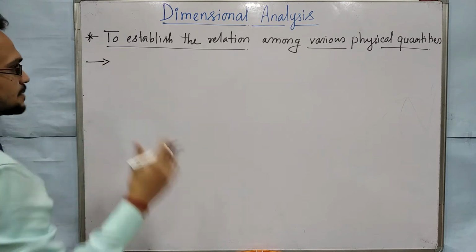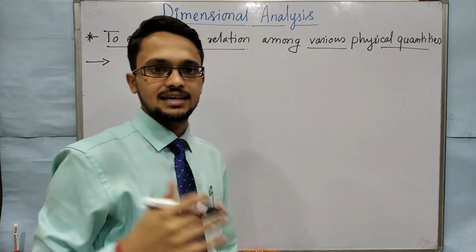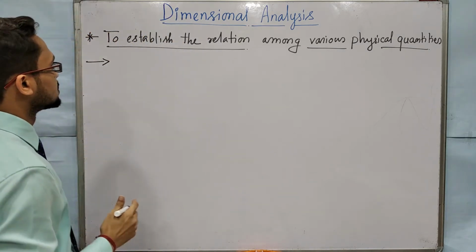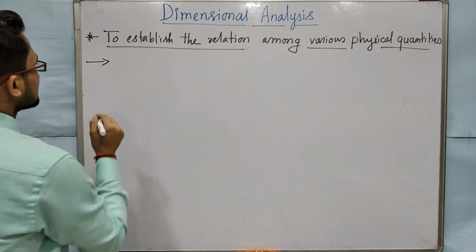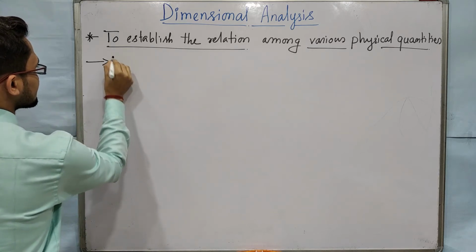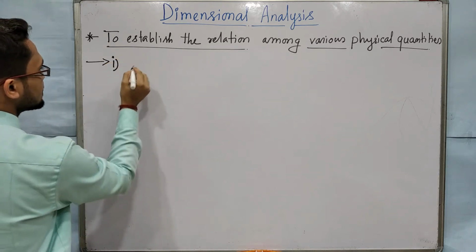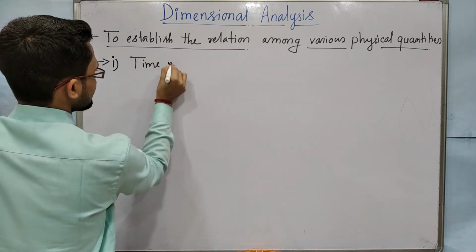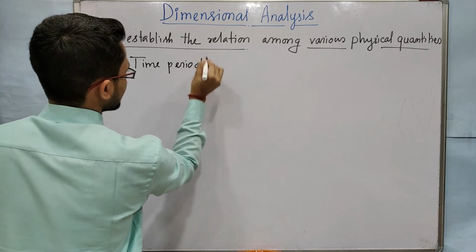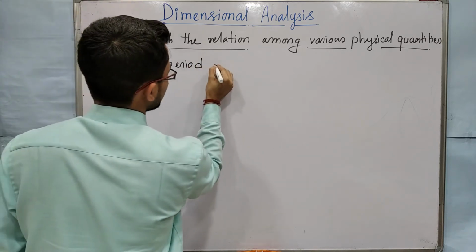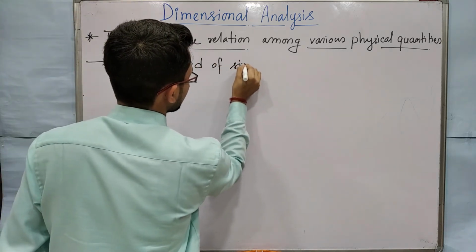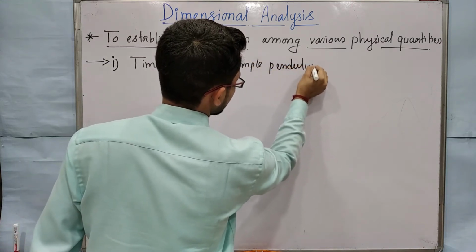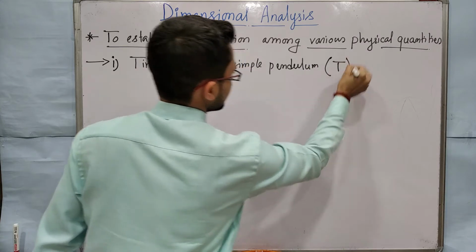See the steps, how I am solving the numericals. Follow the steps properly. Suppose the question is like this. First question, you have to find the time period of a simple pendulum. You have to find the mathematical equation of the time period of a simple pendulum, written by capital T.